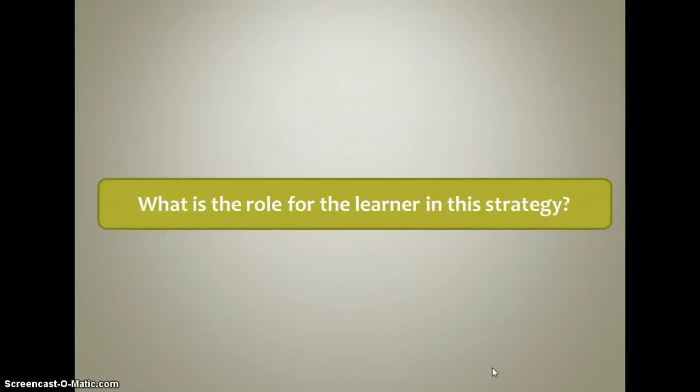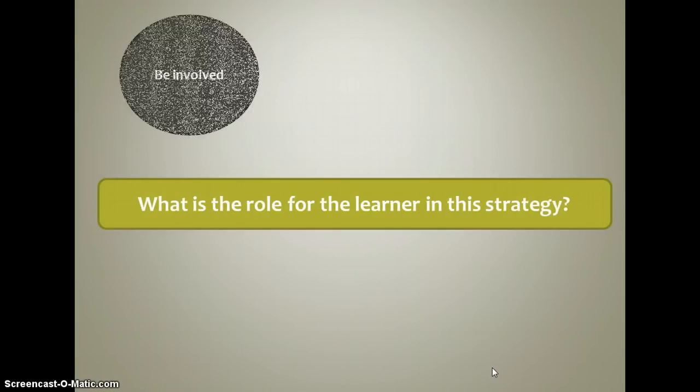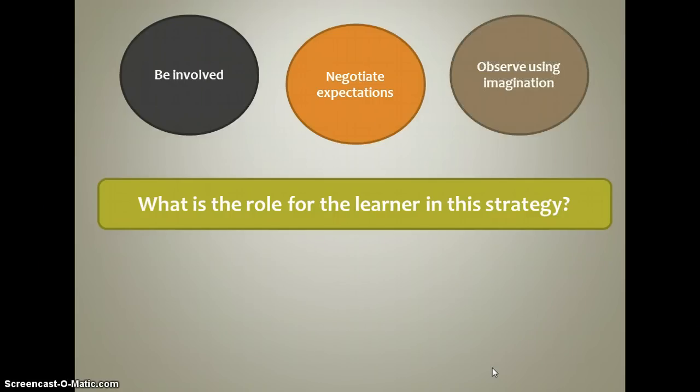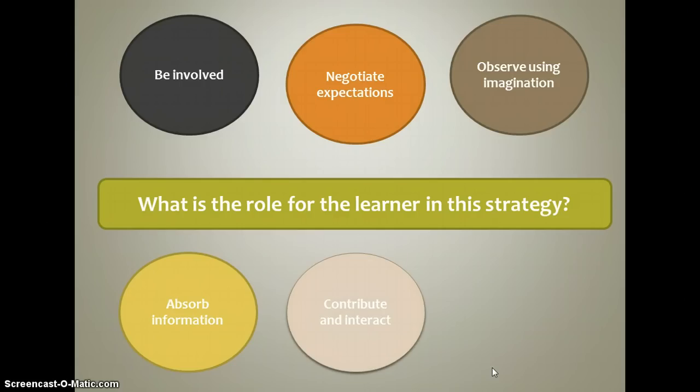What is the role of the learner in this strategy? To be involved in direct participatory learning, to negotiate the expectations with interpretation, and observe using their imagination, then absorb the information, contribute and interact with each other, and display learned skills from theory lessons.